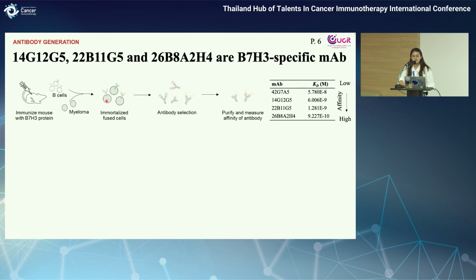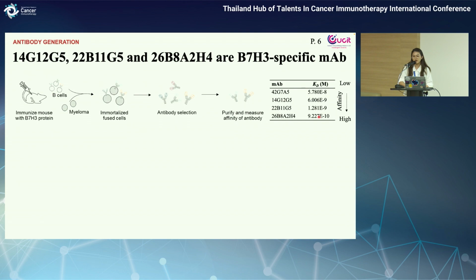Firstly, after immunizing mice with the human B7H3 protein, we obtained 4 hybridoma clones producing monoclonal antibodies that selectively bind to human B7H3. Their affinity was measured by surface plasmon resonance using the Biacore T200 and is shown as the equilibrium dissociation constant, or KD value, in this table, ranging from 10^-8 to 10^-10 molar.